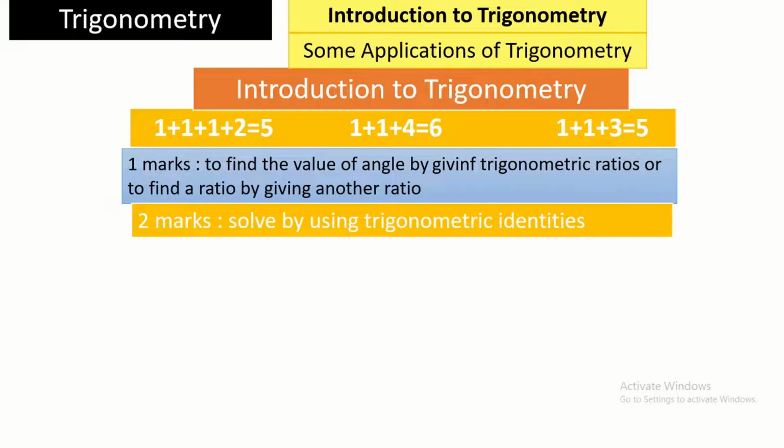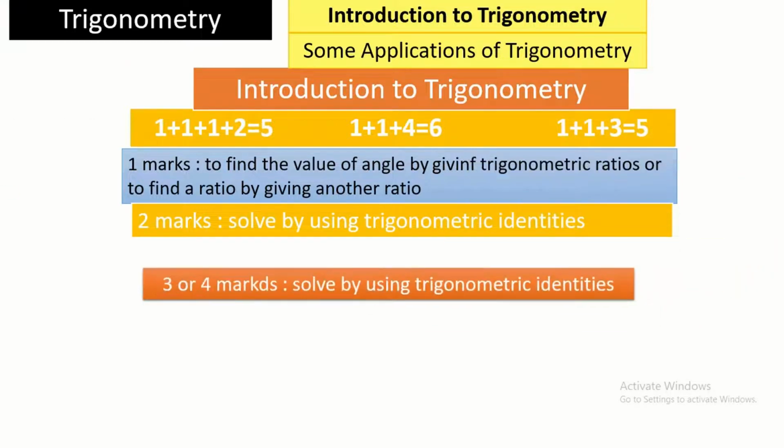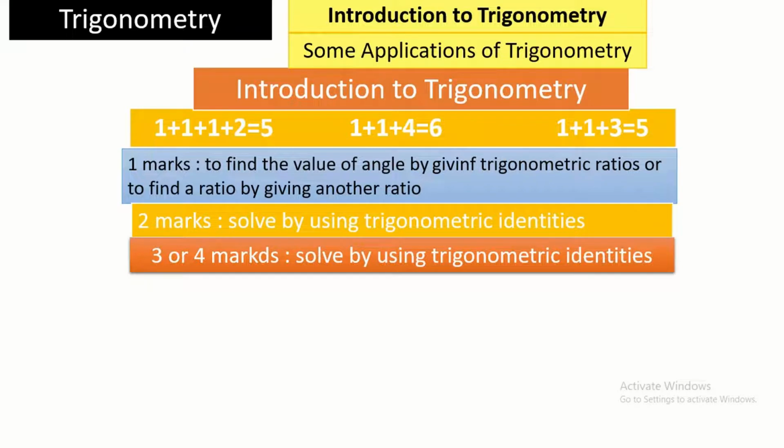And for 2 marks, questions are solved by using the trigonometric identities. Those are simple problems based on the trigonometric identities. There are also questions on the basis of the standard angles, that is sin 30 degree, 45 degree, 60 degree, 90 degree. On that basis also 2 marks questions may appear. And the 3 or 4 marks questions are solved by using the trigonometric identities. Some lengthy problems are given in that one.